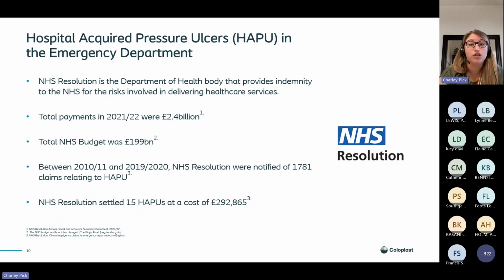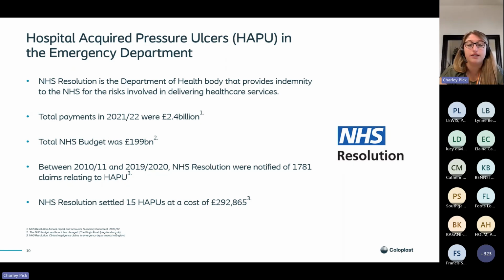Now, in 2021 and 2022, the total payments from the NHS resolution were £2.4 billion. So it's costing us £2.1 billion to look after patients with pressure ulcers, and it's also costing £2.4 billion to pay out compensation for the risks involved in delivering healthcare services. The total NHS budget was 199 billion. So you might think, oh, well, 2.4 billion of 199 isn't a lot, but we're talking about billions of pounds here. It is a lot. It's an awful lot of money.